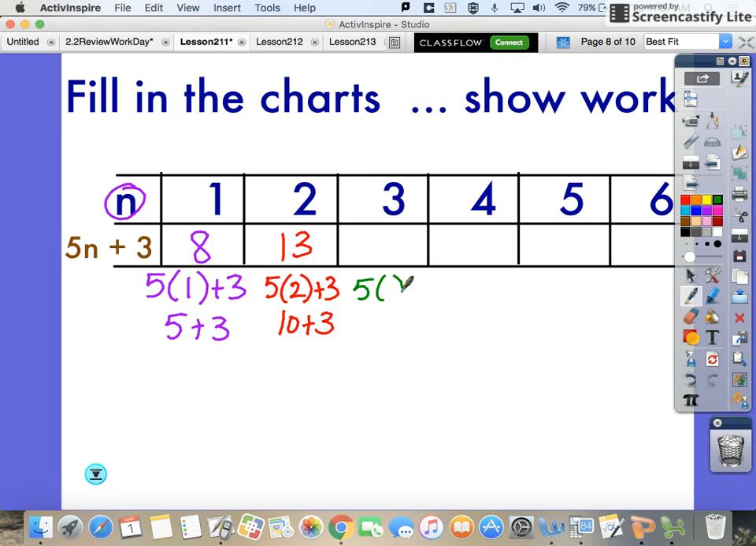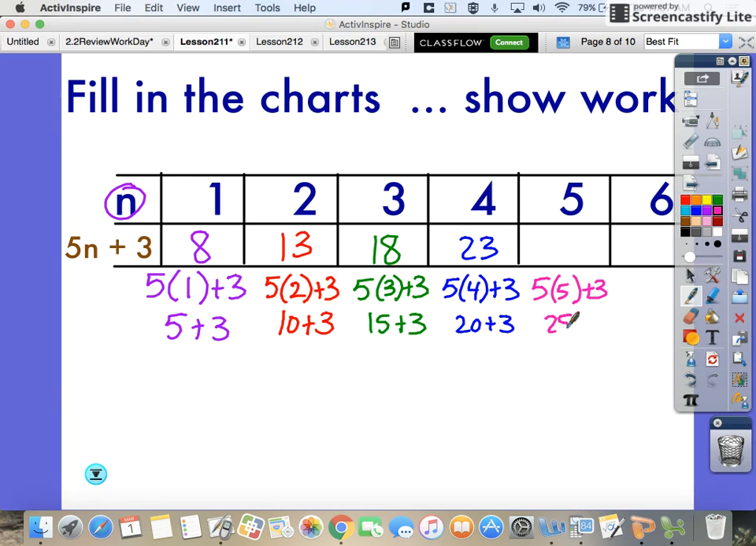Then we go 5 times n plus 3. In this case, n is 3. So we get 15 plus 3 is 18. What you might notice is our pattern is plus 5, plus 5, plus 5 because of the slope. But if you don't notice that, it's fine. 5 times n plus 3, n is 4. Five times n is 5. 25 plus 3 is 28. And then last, 5 times n plus 3, n is 6. 30 plus 3 is 33, okay?